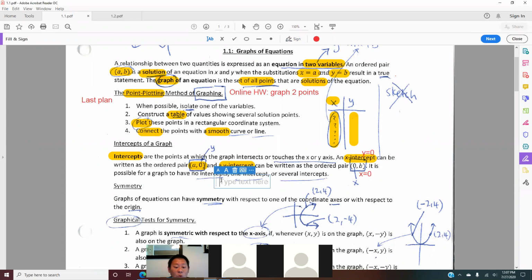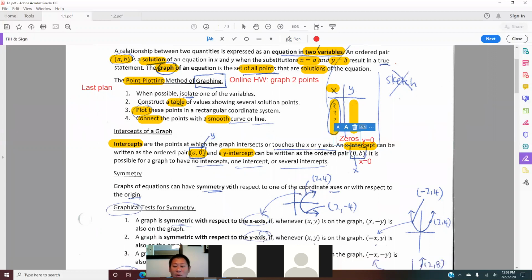When you go to college algebra, we call the x-intercepts the zeros. So that's something for you when you go on to the next class. This is also a good way to graph: you can graph your x-intercepts and your y-intercepts, and then you draw the graph.